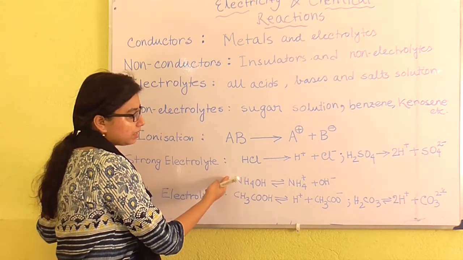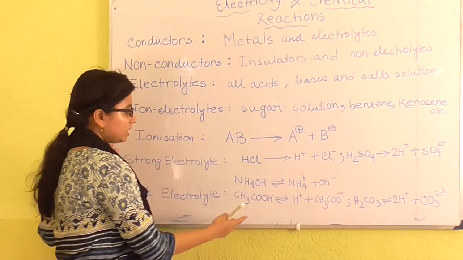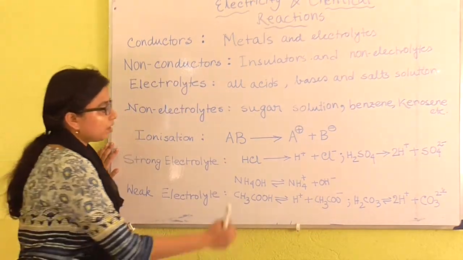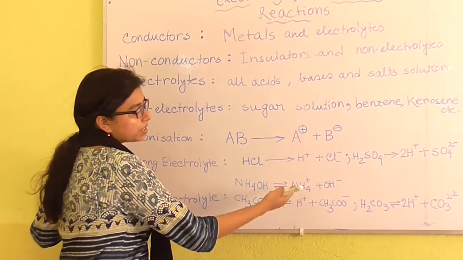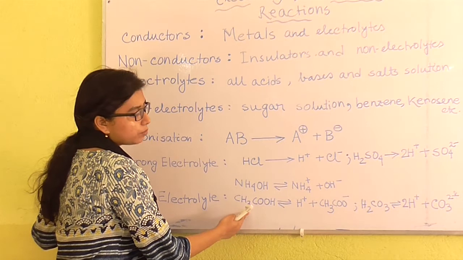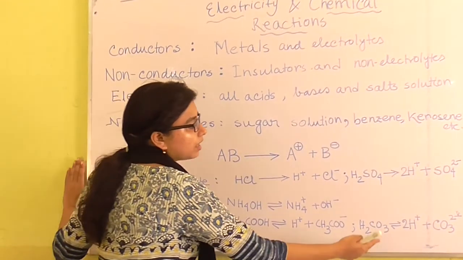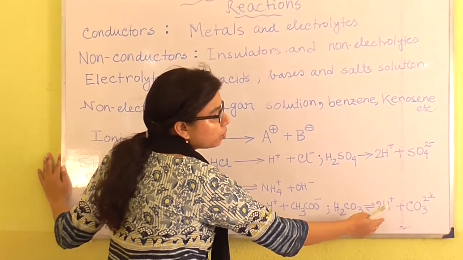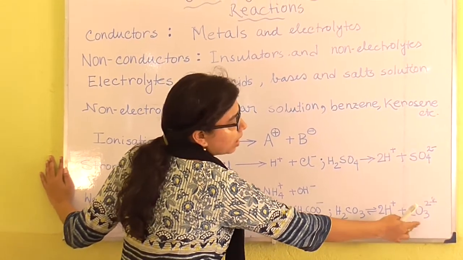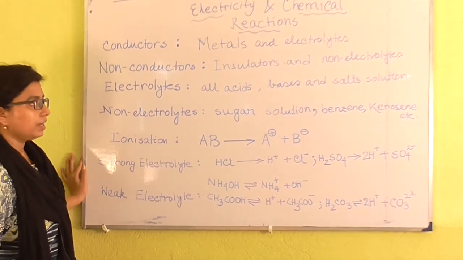Ammonium hydroxide, acetic acid, carbonic acid, these are examples of weak electrolytes. Ammonium hydroxide can produce ammonium ion and hydroxide anion. Acetic acid can produce the H plus ion and the acetate ion, and carbonic acid can produce 2 H plus ions and 1 carbonate ion. But all of them are known as weak electrolytes.